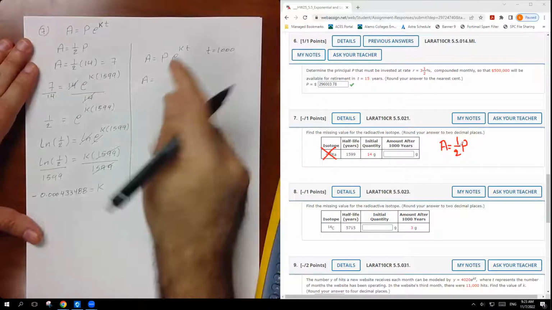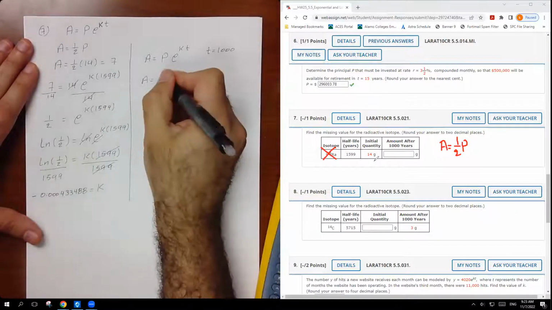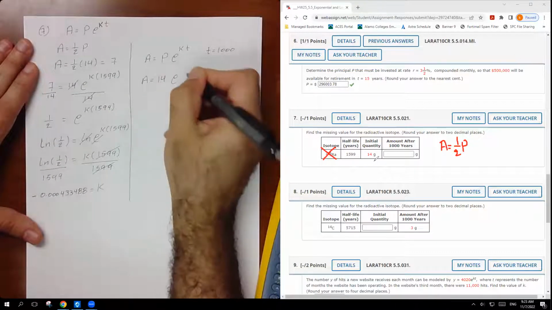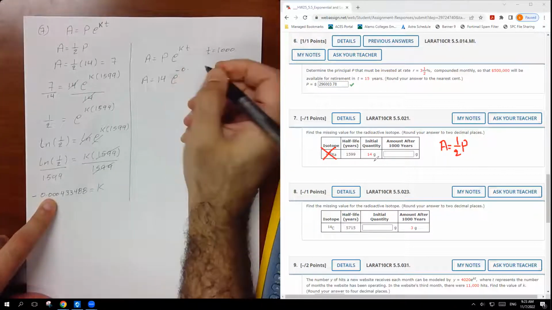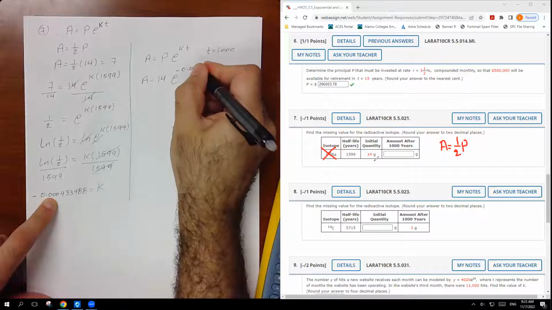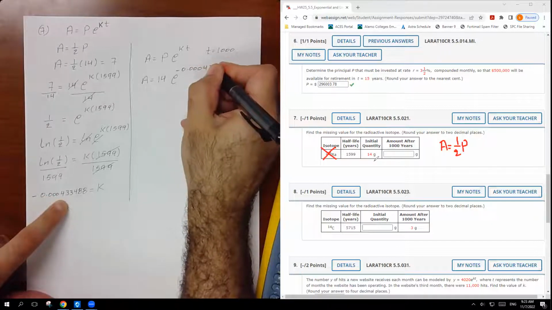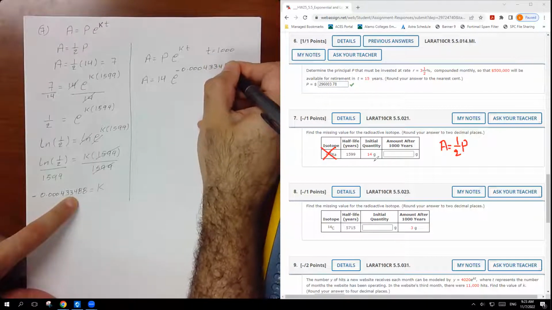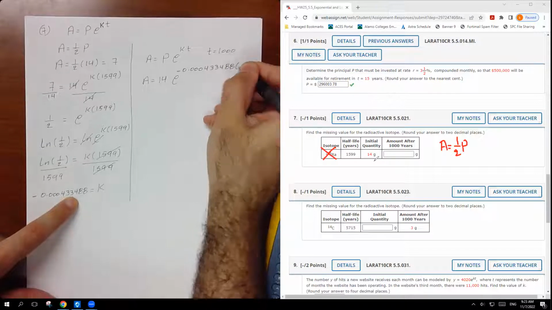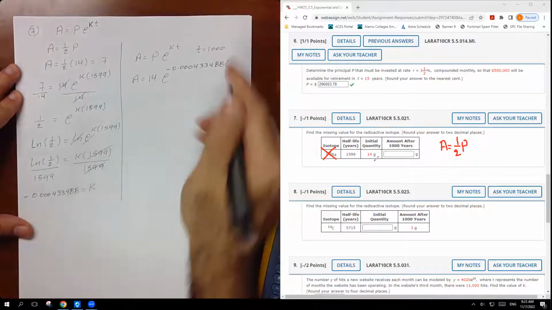It's going to be the initial. We already have the initial is 14 grams. It's going to be the same amount, E to the negative, and here is the K, which is 0.00043388, times the time, which is 1,000.